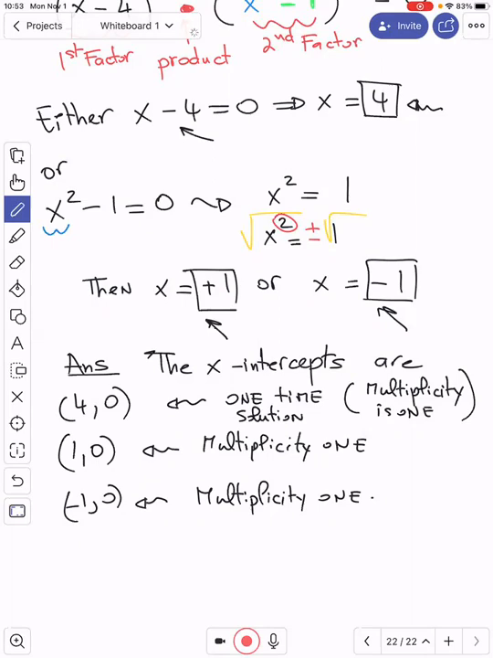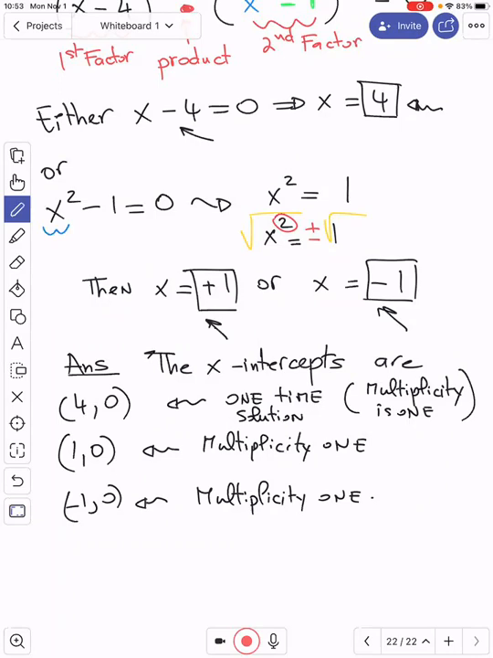So that's the exercise from, I guess, the Wednesday last week. I see there are some questions in the chat. Let's see. No, okay, perfect. All right, guys. So that's for the x-intercepts.